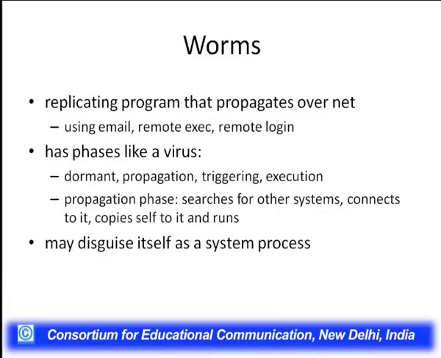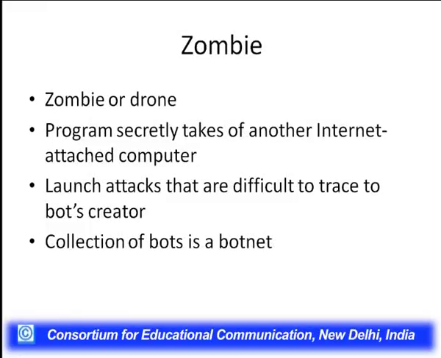Then the next type of malicious software is worms, which are replicating programs that propagate over the internet. They have the same phases as the virus: dormant, propagation, triggering and execution, and worms also disguise themselves as a system process. Then we have the zombies or the drones. These are programs which secretly attack another internet-attached computer, and launch attacks that are difficult to trace to the bot's creator, and a collection of bots is called a botnet. These programs bombard the destination computer on the network with so many messages that it finds it difficult to carry on giving its services.